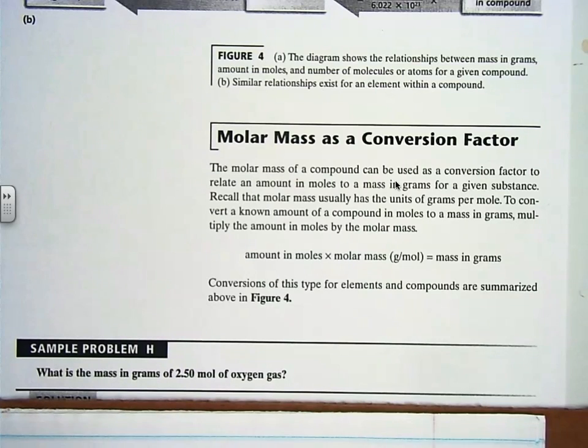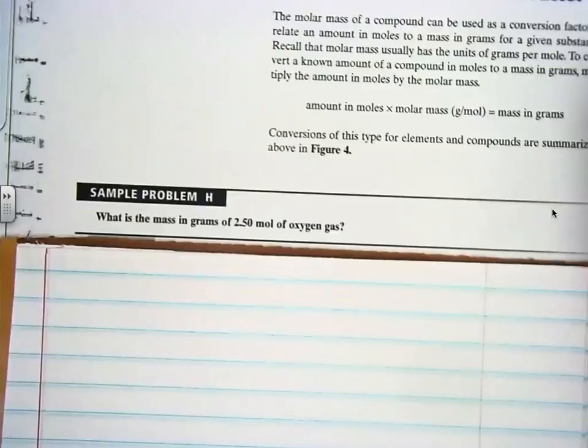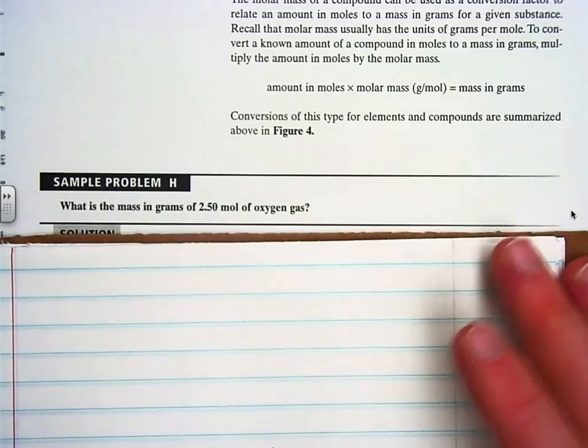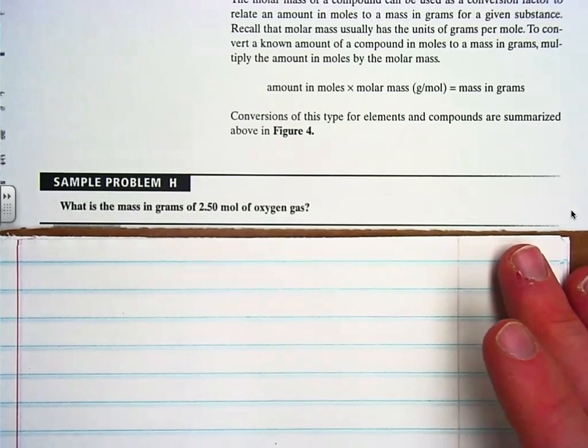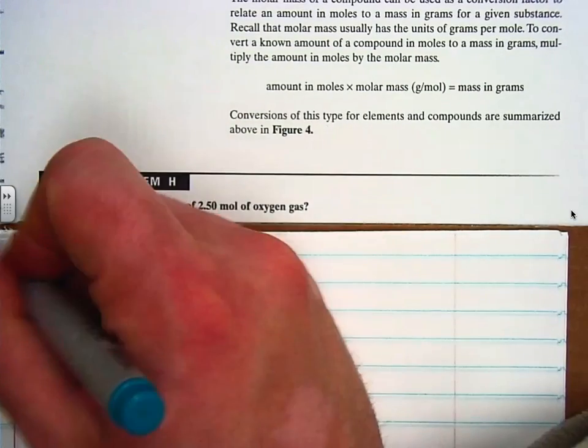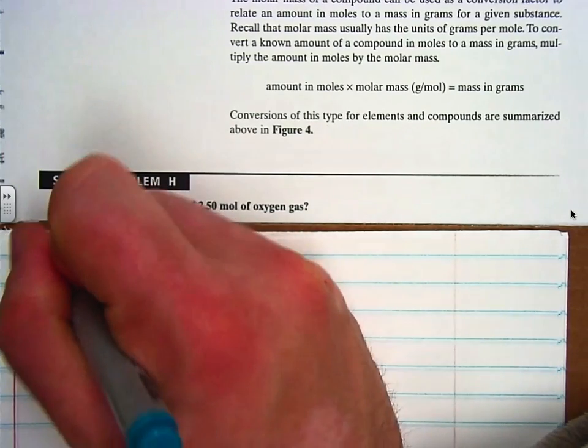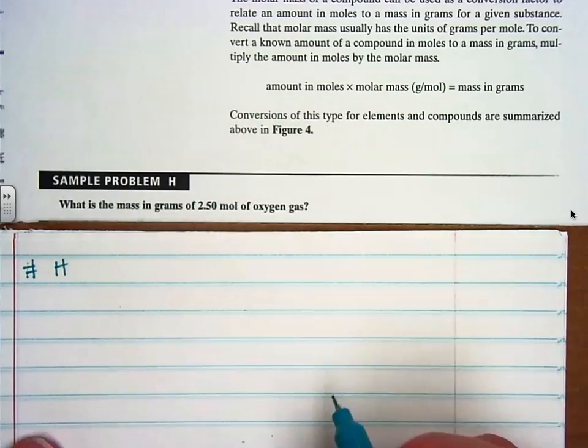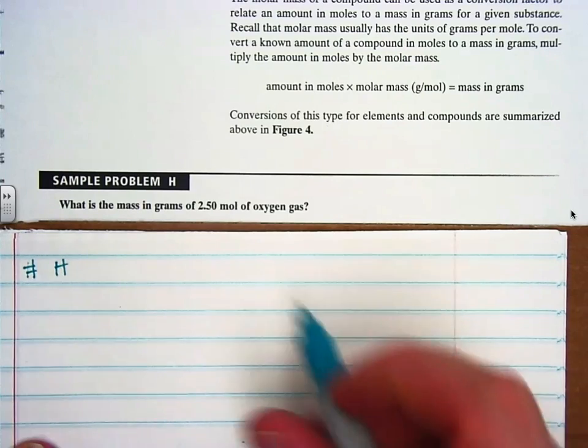All right, sample problem H. Yeah, I can't wait to do sample problem H. Me too. All right, so let's do it. What is the mass in grams of 2.5 mole of oxygen gas? Well, first, with your different color pen, sample problem H. All right, and here we go.